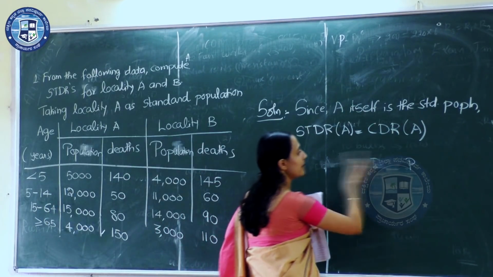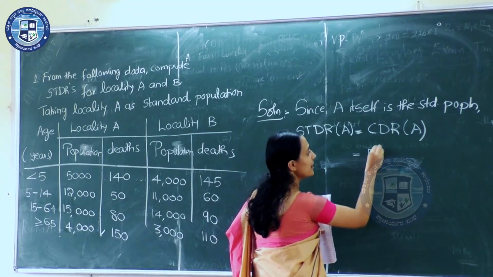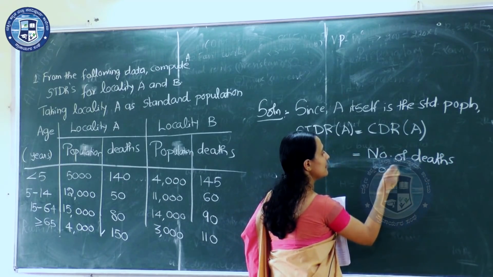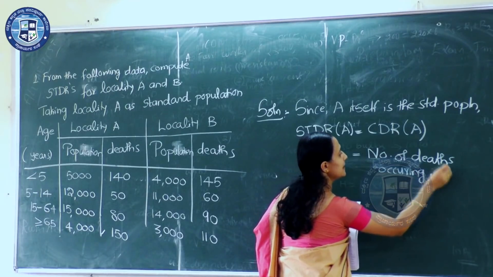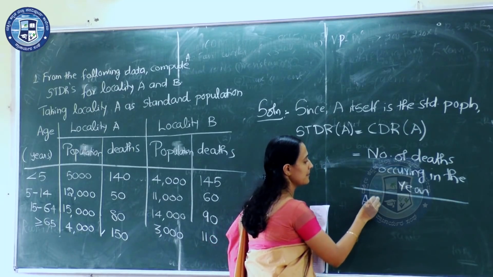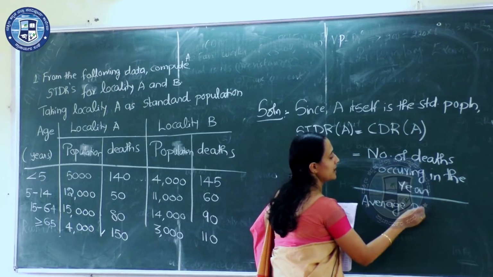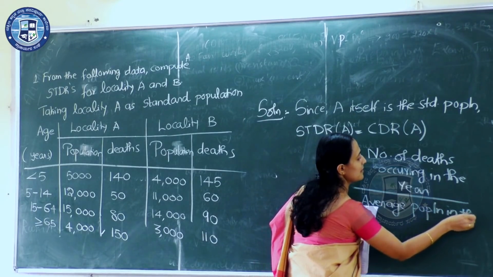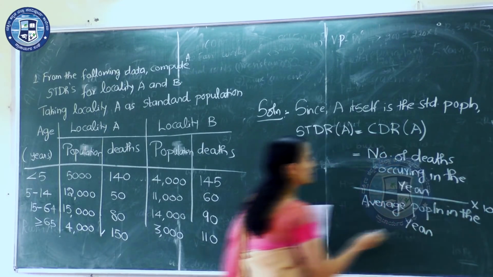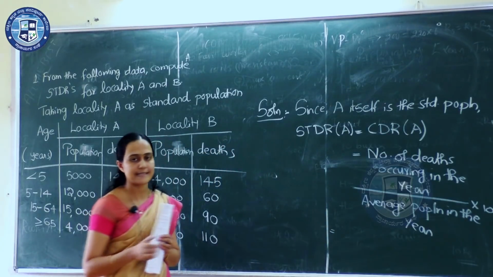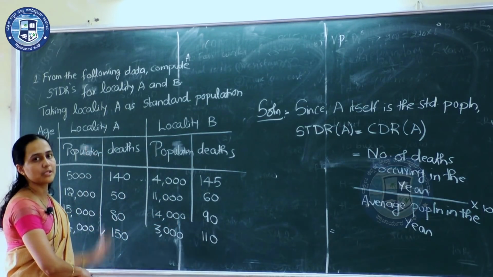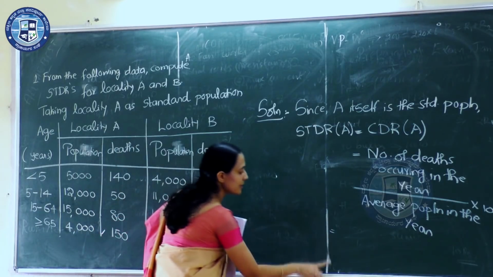What is the formula of CDR? CDR equals the number of deaths occurring in the year divided by the average population in the year, into 1000. So what do we have to compute? Number of deaths means the deaths total, divided by average population means the population total, into 1000. So I will do it here again.